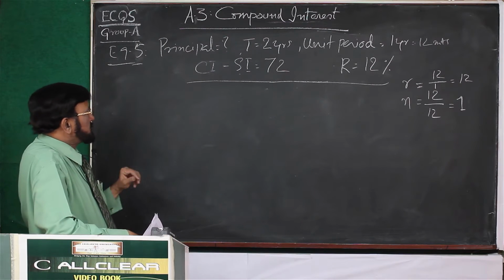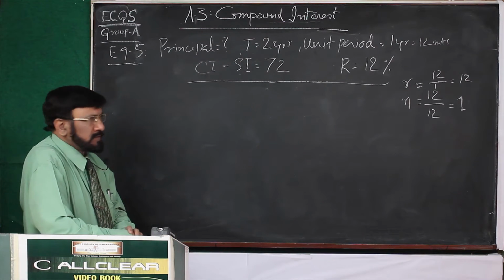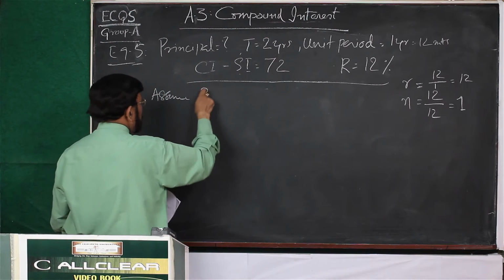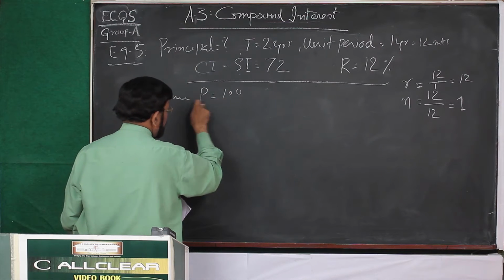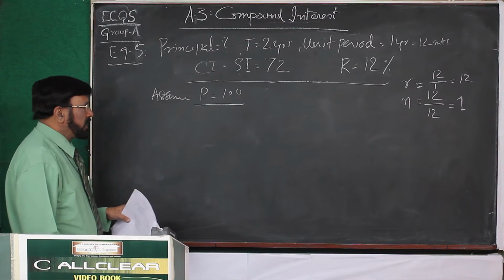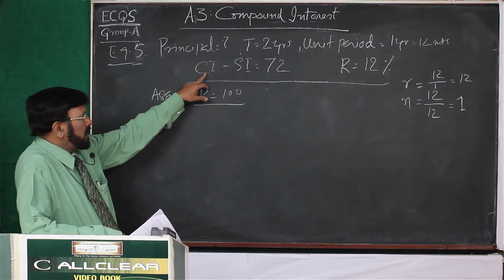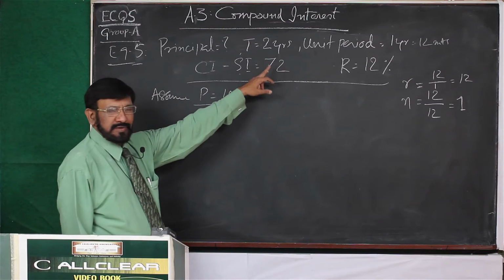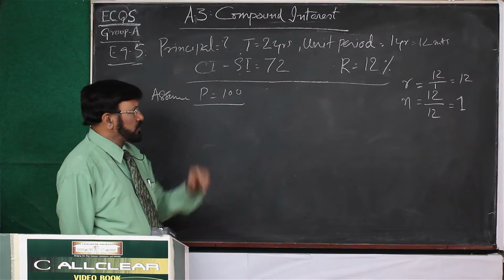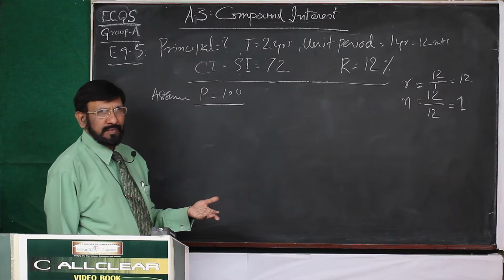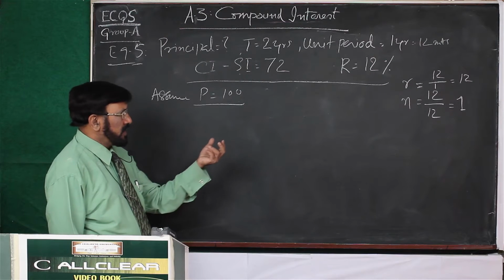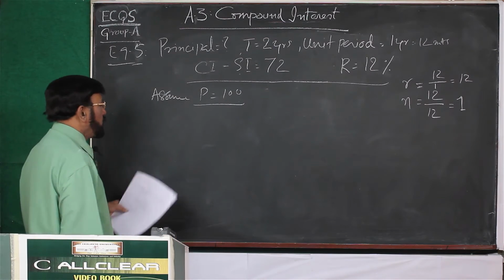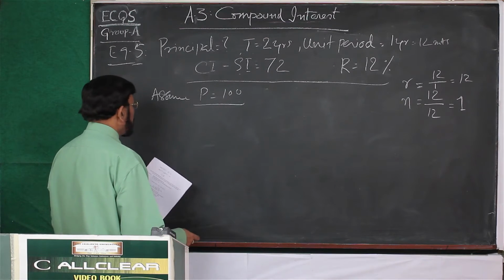Now what is our strategy? Principal is not given. So let us assume that P is 100 rupees. On 100 we calculate CI, compound interest, as well as SI, and let us equate with 72, and one equation will come. Then we can calculate the difference for 100.